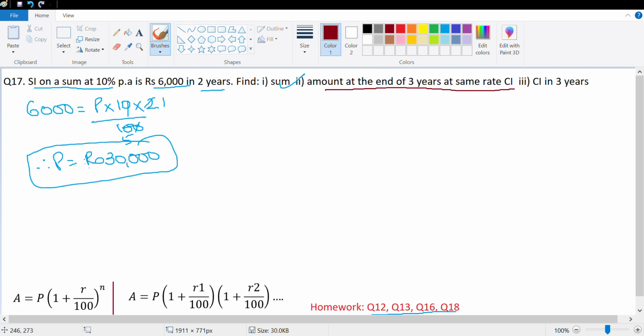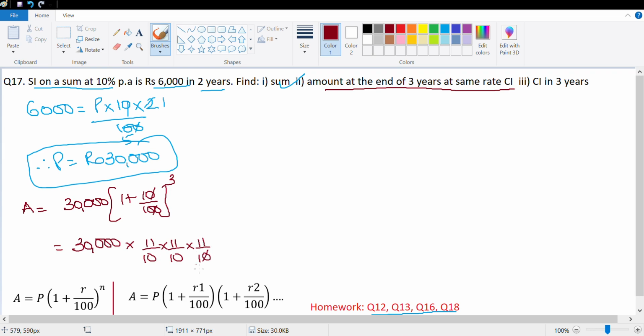rate of compound interest. So amount at the end of 3 years will be principal, which is 30,000, 1 plus R, which is 10 upon 100 raised to the power 3. So this is 30,000 multiplied with 11 upon 10 into 11 upon 10 into 11 upon 10. These three zeros get cancelled. So this is 30 into 1331. Right, 11 cube is 1331.